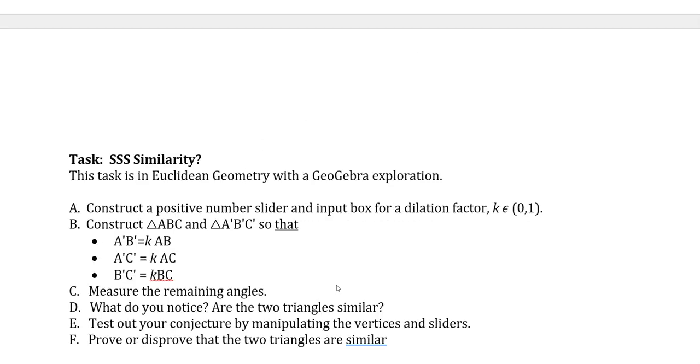All right, the second one is to basically do the same thing for the SSS similarity condition to find out if that's enough. In this one, construct a positive number slider and input box for a dilation factor K. Construct just a general triangle ABC, and another triangle A prime B prime C prime, so that A prime B prime is K times AB, A prime C prime is K times AC, and B prime C prime is K times BC.